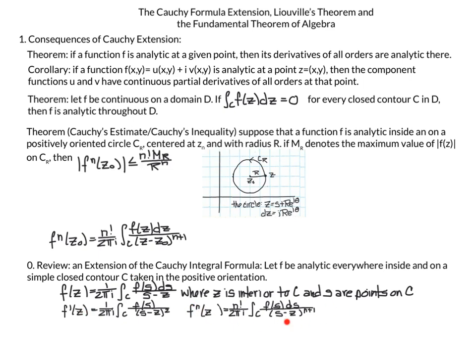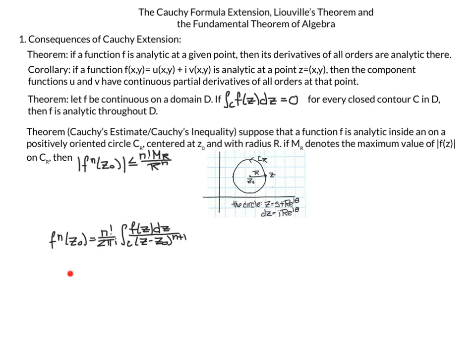We'll use this form right over here. So I copied it here. So the nth derivative at z naught is equal to n factorial over 2 pi i times the closed curve integral of f of z dz over z minus z naught to the n plus 1.